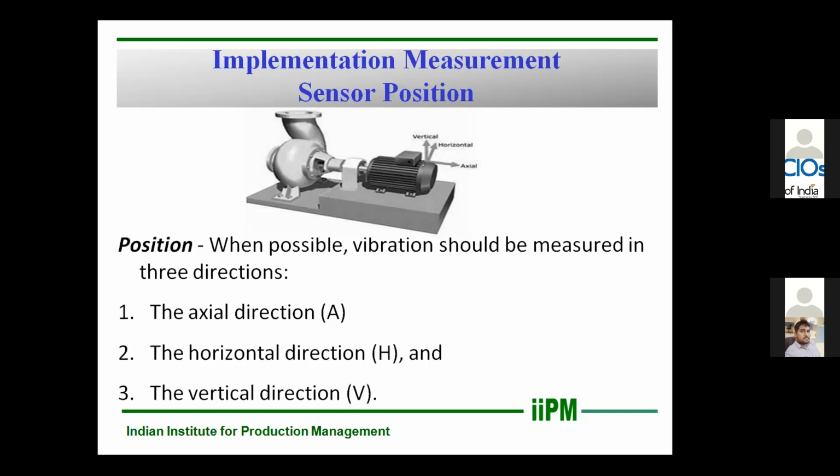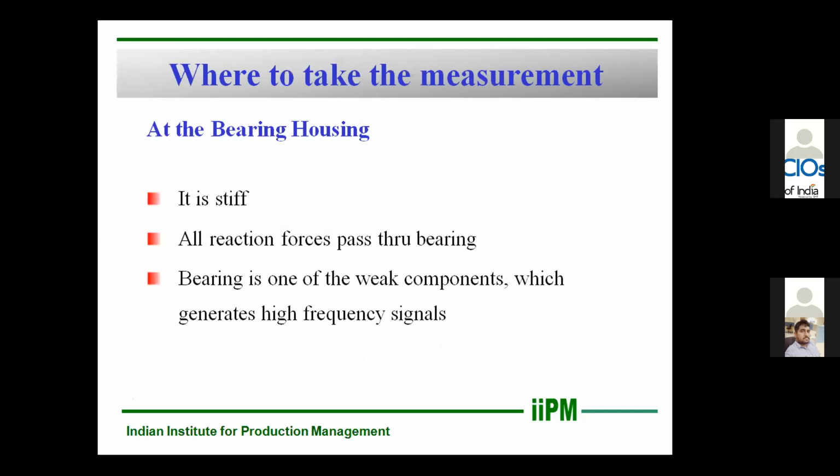And axial vibration we measure because the shaft is axial. Whenever you have a bent shaft or misalignment, definitely it will have vibration in the axial direction. So these are the three most important directions we need for vibration analysis. So where should we take the measurement? At the bearing housing, because the bearing is stiff and all reaction forces pass through the bearing, because the bearing absorbs the load. Its function is to absorb the load.